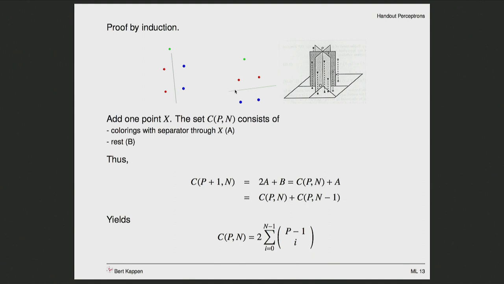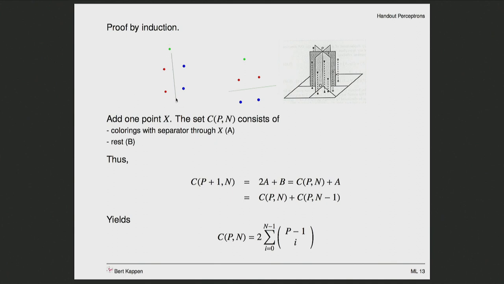And for the problems of type B, I can only make one instance, right? So that's what I get. And since A plus B is CPN, this is also equal to CPN plus A, right? I can write this in this way. And now A is the set of problems where the point can actually go through the separator, right? That's the set of A.